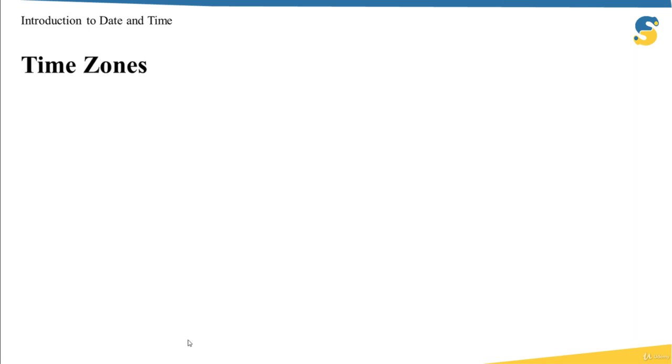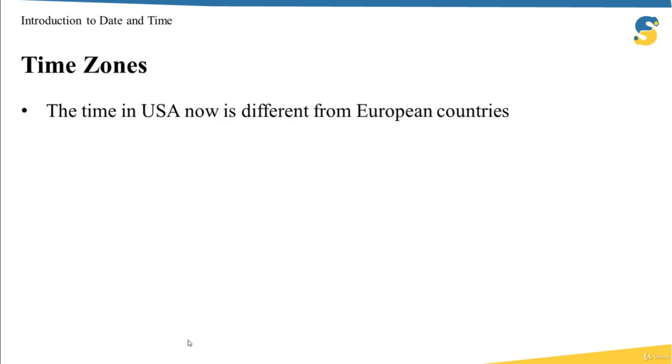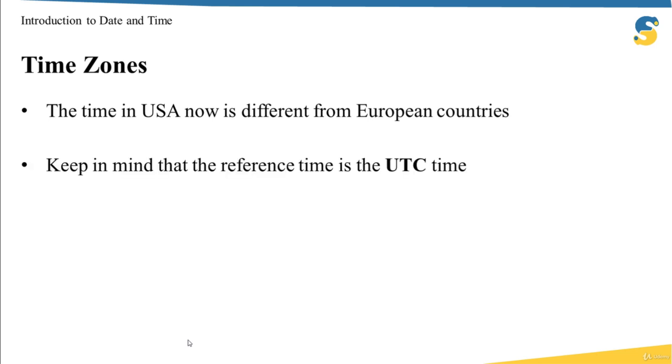Now let's talk about time zones. If you check the time now in the USA, you will find that it's different from European countries. Why does this happen? Because these two countries or continents are in different time zones. Before I explain the meaning of time zone, keep in mind that the reference time is the UTC time, which is the time at longitude 0.